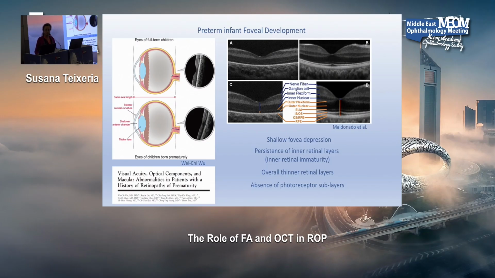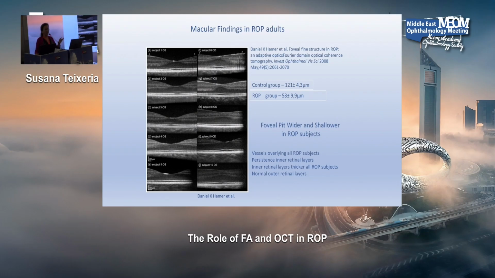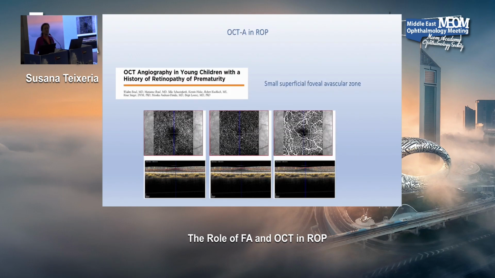So you have normal outer layers, but a very thick inner layer that didn't come outside from the fovea. So that's a hallmark, and you can find it in the adults that were premature. So it's a hallmark sign of prematurity. The other thing we can also see, and OCT also show us, and fluorescein angiography already showed us, is the persistence of vascularity in front of the fovea. So that's also a hallmark in the fovea of the premature babies.